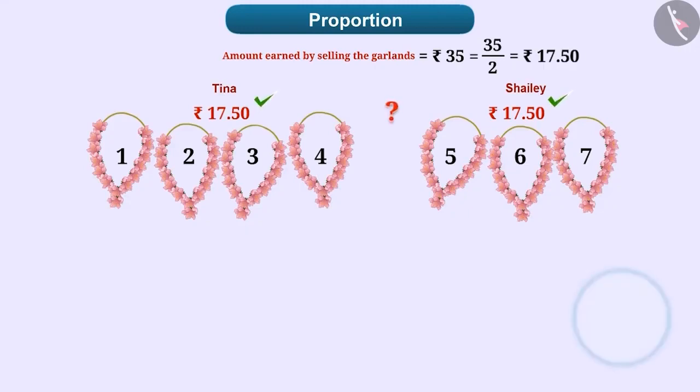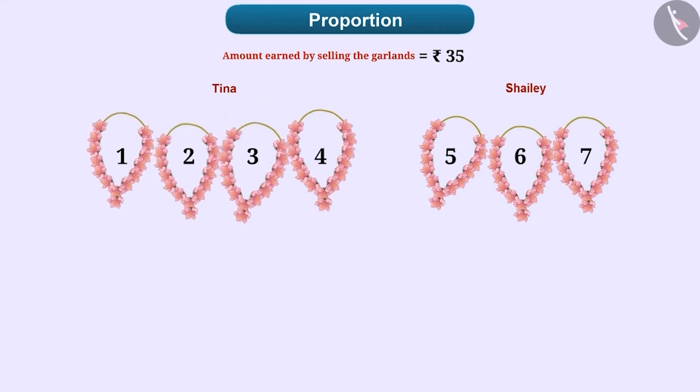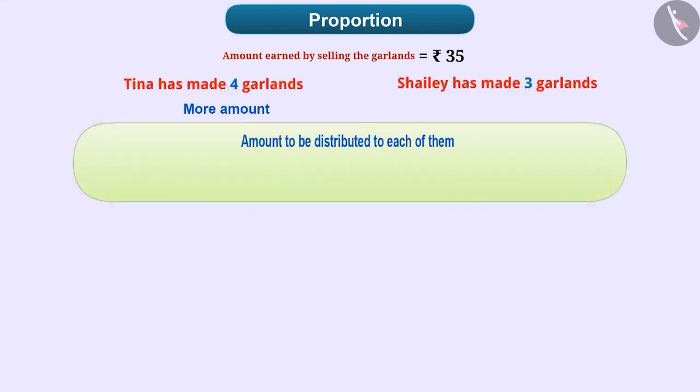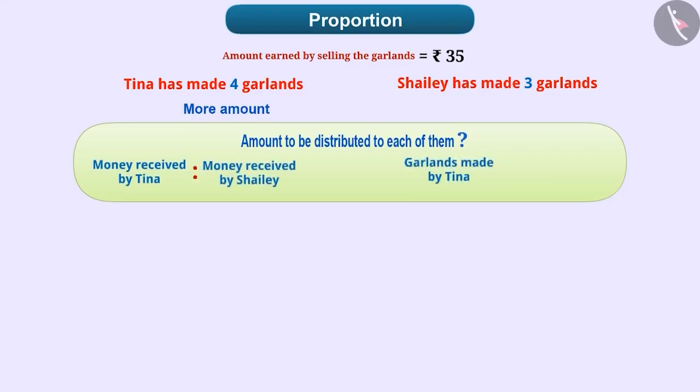But will that be correct? Think for a while. You've got it right. This will not be correct. Since Tina has made more garlands, she should get more money than Shelley. This will be correct only when Tina and Shelley get the amount in the same proportion in which they have made garlands. To know the amounts to be distributed to each of them, we need to divide 35 rupees in such a way that the ratio of money received by Tina and Shelley should be equal to the ratio of garlands made by Tina and Shelley respectively.